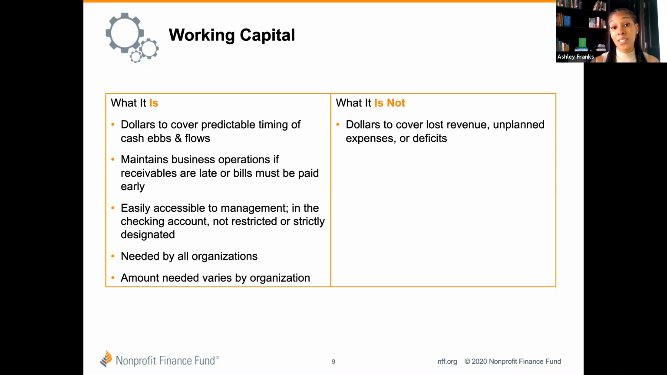And if you don't have access to 6 or 12 months of cash to continue operations while you're waiting on that money, you're not going to make it through the year, right? So it really just varies between organizations. What working capital is not is dollars to cover lost revenue, unplanned expenses, or deficits. Those things fall under our next slice, which is reserves.